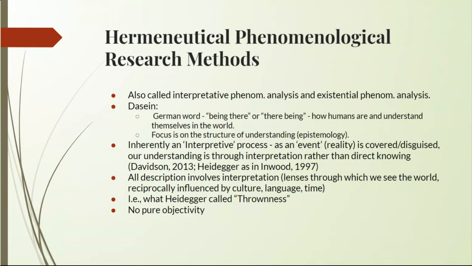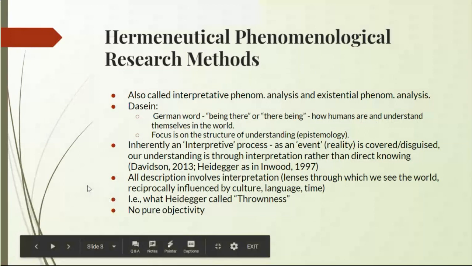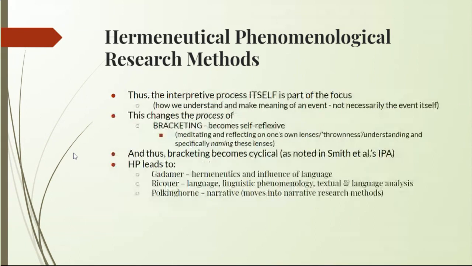There is this interpretive process where we look at our understanding of things through interpretation rather than direct knowing, and all of our interpretation involves looking through lenses. This leads to a lot of the debate that we see now on whether or not we can truly do bracketing. Bracketing is thought of as where we have to bracket what we're trying to study away from our own bias and not see everything through our lens. And there's a big debate in the literature about whether that's possible or not possible.